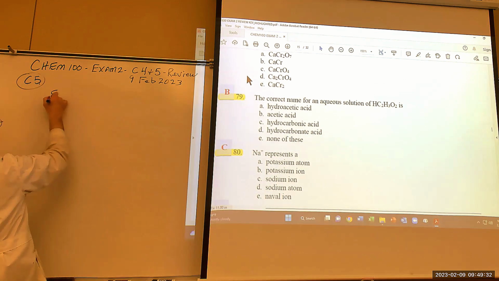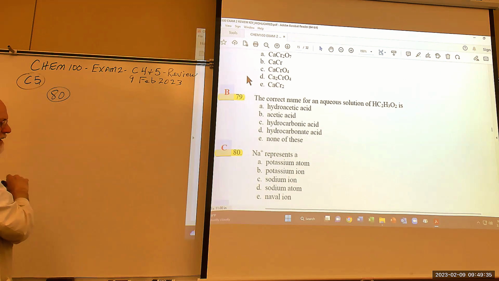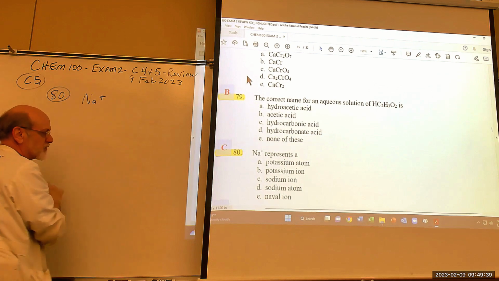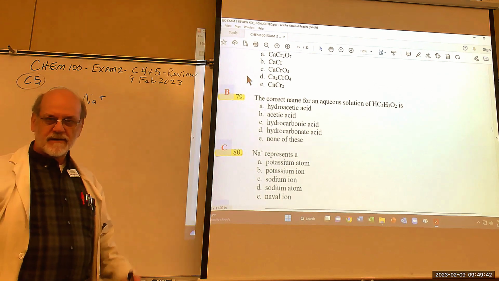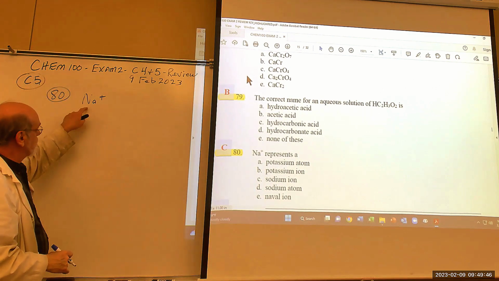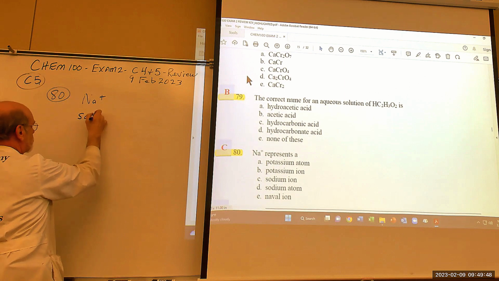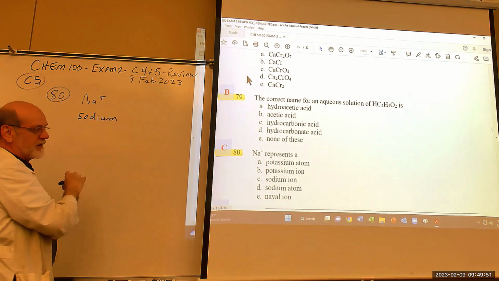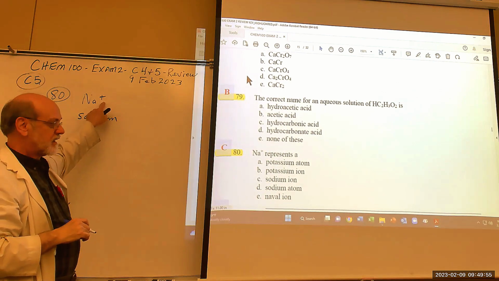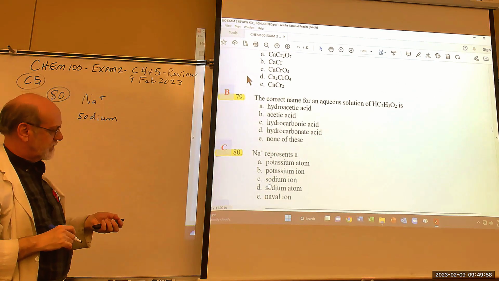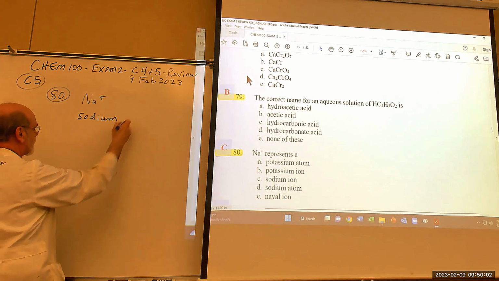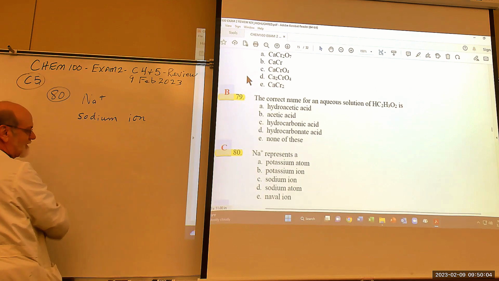80. Sodium represents Na+. Represents what? Now we're getting picky. That is sodium. But is it an atom? No, it's an ion. This is a sodium ion right here.